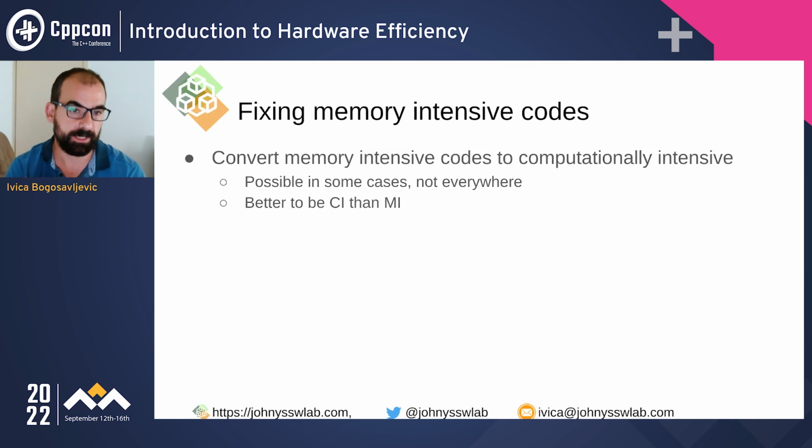CPUs are much faster than memory. So the amount of data that the CPU can process and the amount of data the memory can deliver to the CPU are just not easy to compare. So ideally, you want to be computationally intensive. So okay, so the question is, what kind of codes can be converted from memory intensive to computationally intensive?